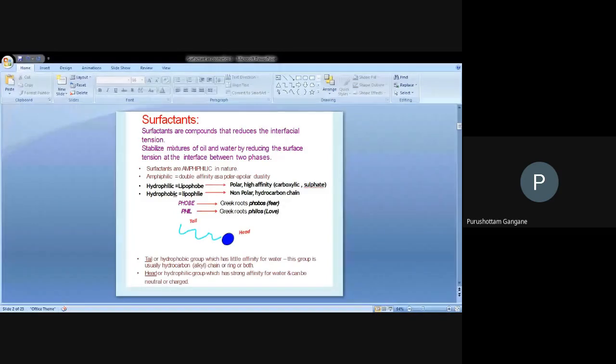Okay, so what does the surface active agent or surfactant do? It reduces this interfacial tension. How does it reduce interfacial tension? It removes the adsorbed gases if they are present and allows the surface to wet.